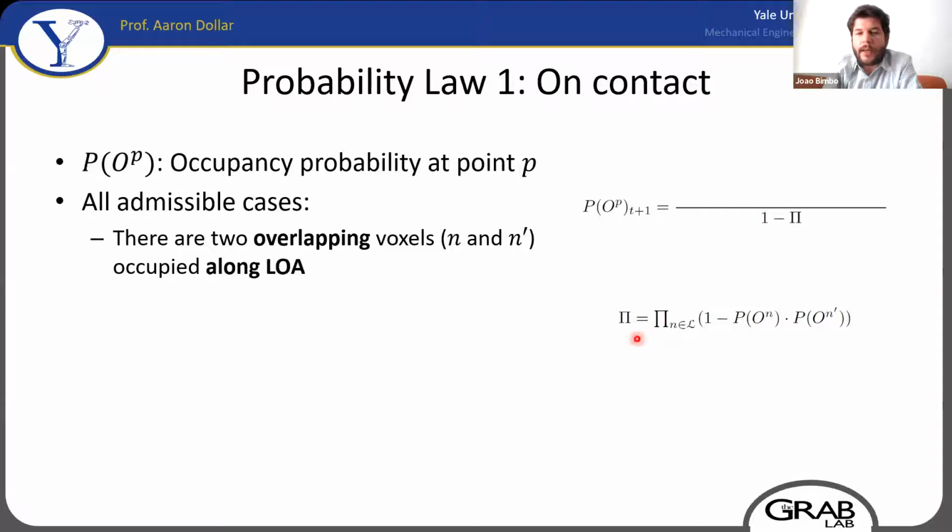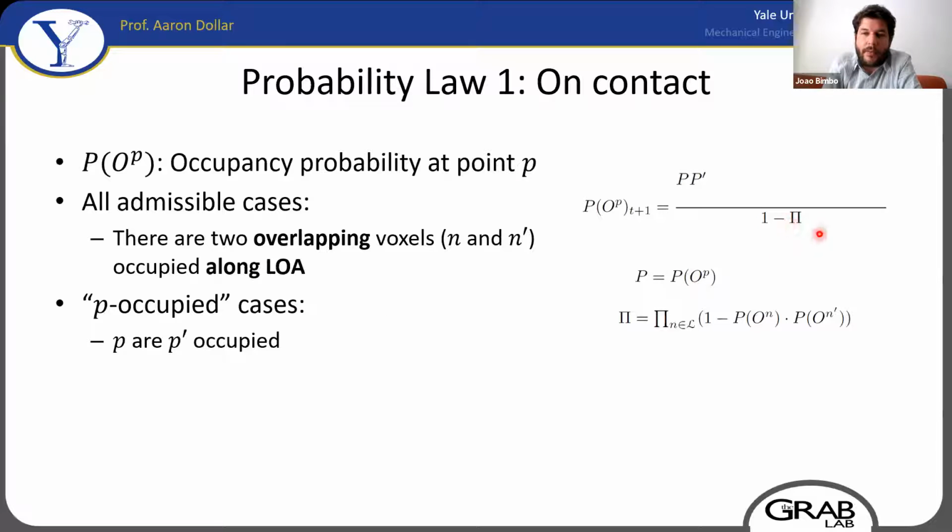We use some probabilistic tools, like the De Morgan laws, to make the calculation easy. So what we do is we find the probability that no point is occupied along that line, and we subtract it from 1.